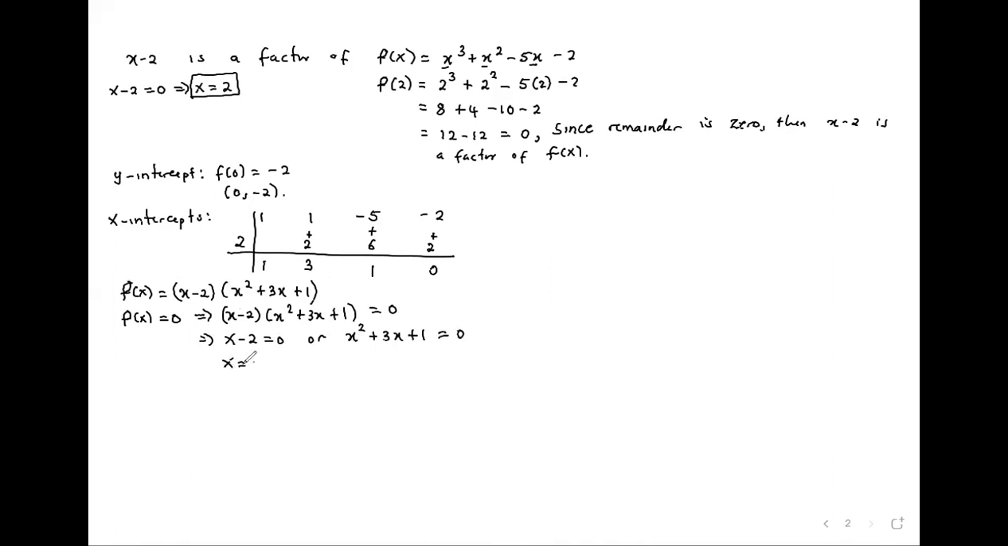Now here x is 2. Here you can use the formula -3 plus or minus the root of 9 minus 4 over 2. So we get -3 plus root 5 over 2, or x is equal to -3 minus root 5 over 2. So we have all the intercepts, so we can have our sketch.